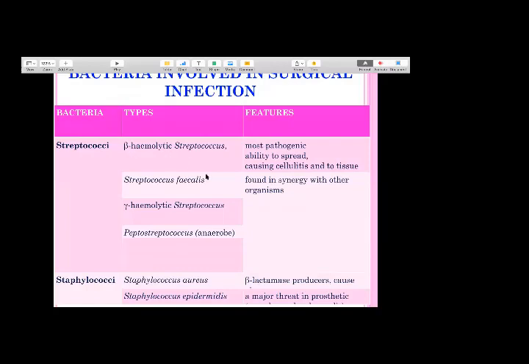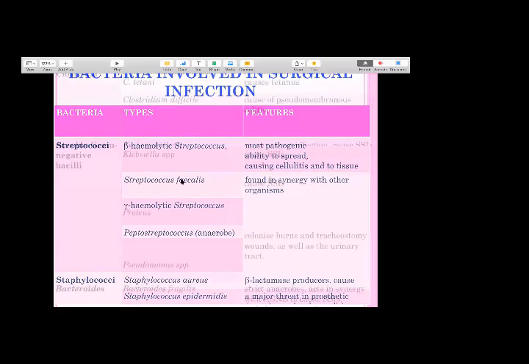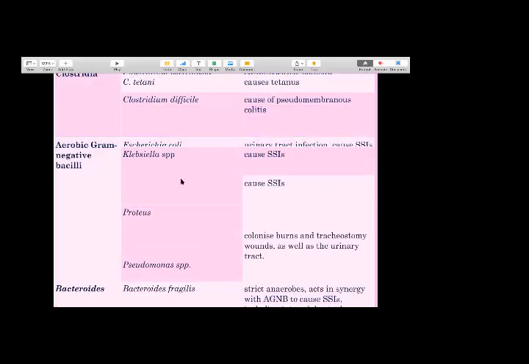Now, which bacteria are involved in surgical infections? Streptococcus, beta-hemolytic streptococcus, a type of streptococcus with features of pathogenic ability to spread, causing cellulitis and then also going deeper into the tissue. Streptococcus is also found in synergy with other organisms such as hemolytic streptococcus and peptostreptococcus, which is an anaerobe. Staphylococcus aureus, Staphylococcus epidermidis, and Clostridium species can also be seen.